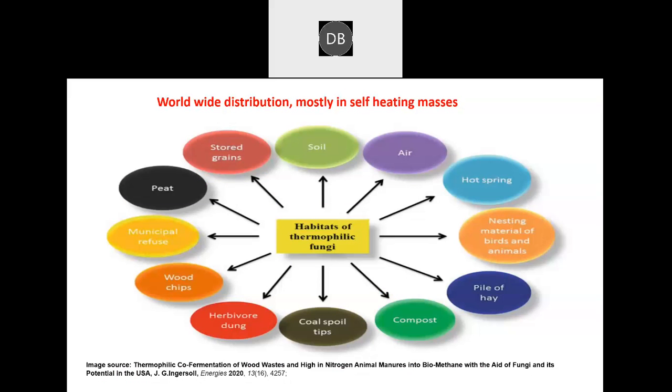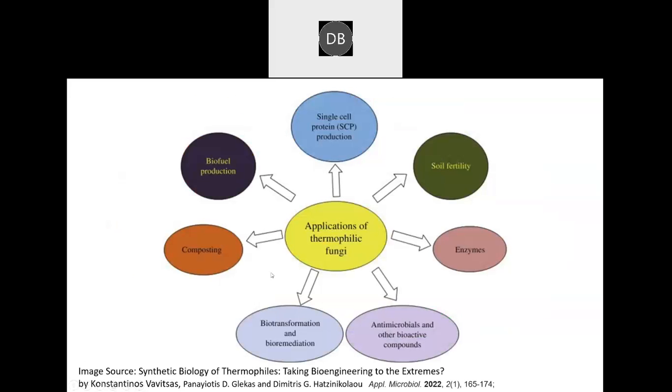Coming to the habitats of thermophilic fungi, they are worldwide in distribution, mostly in self-heating masses. They are present in the soil, the air, hot springs, nesting materials of birds and animals, piles of hay, compost, which is a self-heating mass, coal spoil tips, where the surrounding soil gets heated, herbivore dung, wood chip piles, municipal refuse, peat, and also in stored grains. So these are some of the habitats for thermophilic fungi.